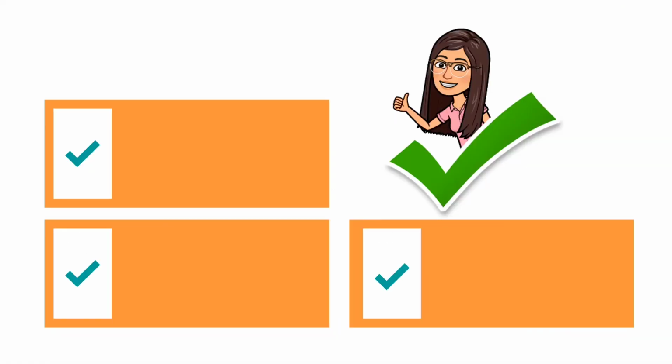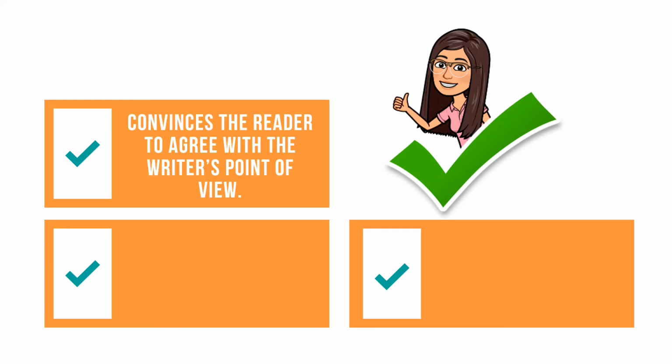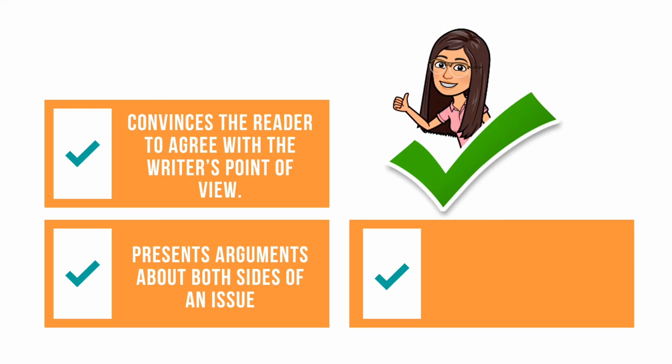That is an example of argumentative text because it convinces the reader to agree with the writer's point of view. It presents arguments about both sides of an issue, and lastly, it is objective and logical.